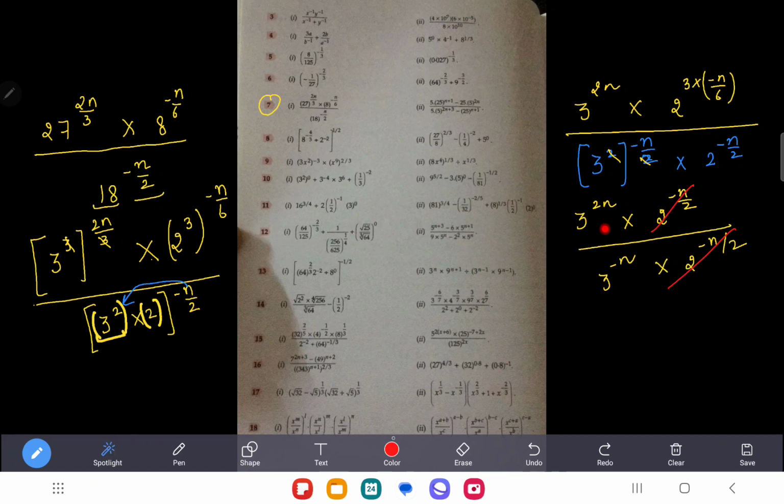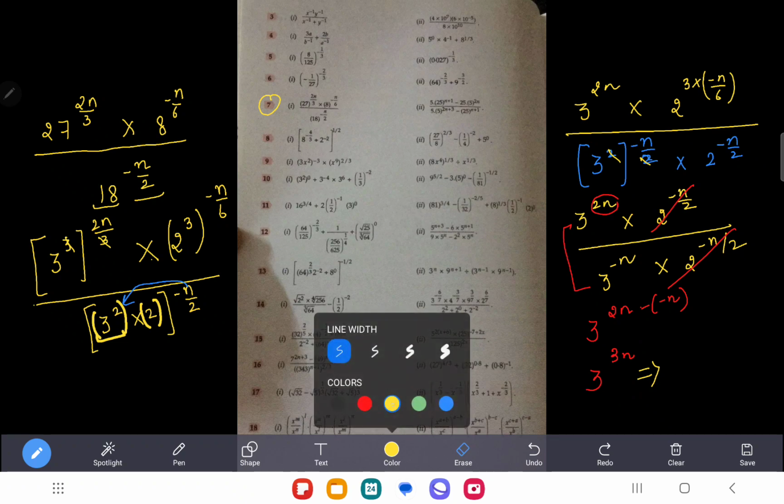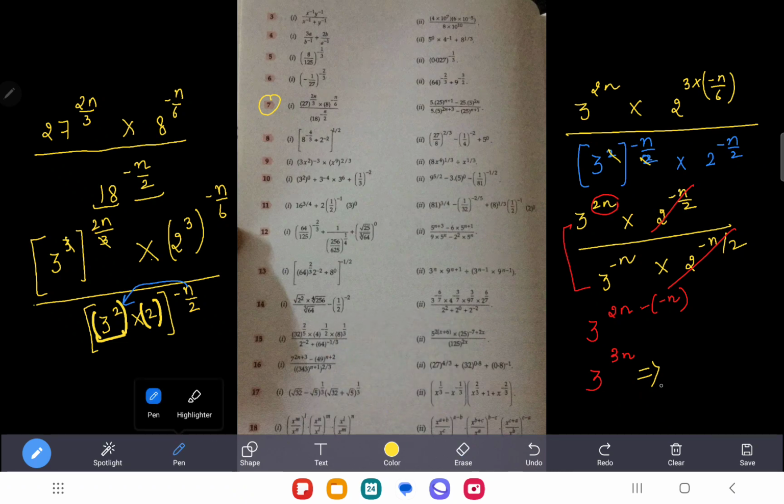Here the bases are the same. Yes. Bases are the same, and powers get subtracted because here it is division. So the numerator's power minus the denominator's power is going to become 3 raised to the power 3n. Now, how can I further elaborate this? Tell me. It is 3 raised to the power 3n, isn't it? It's going to cancel out, so it's going to be 3 to the power of n.